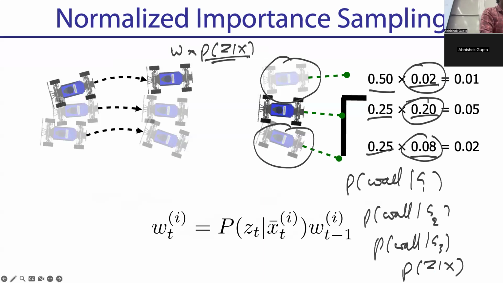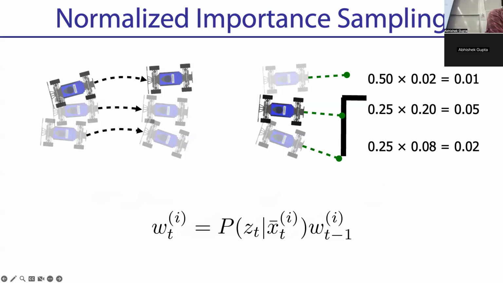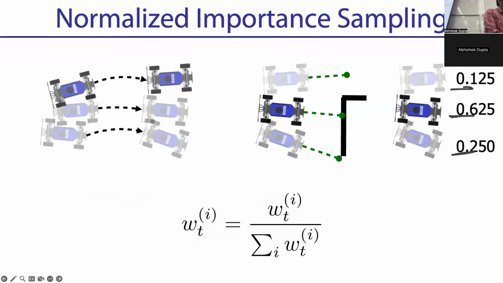So P of Z given X is going to be 0.02, 0.2, or 0.08, right? And then I'm going to multiply them, and then I'm going to renormalize them. So I'm going to multiply them, I'm going to get these numbers. These don't sum up to 1, so I'm going to renormalize them so they do sum up to 1.